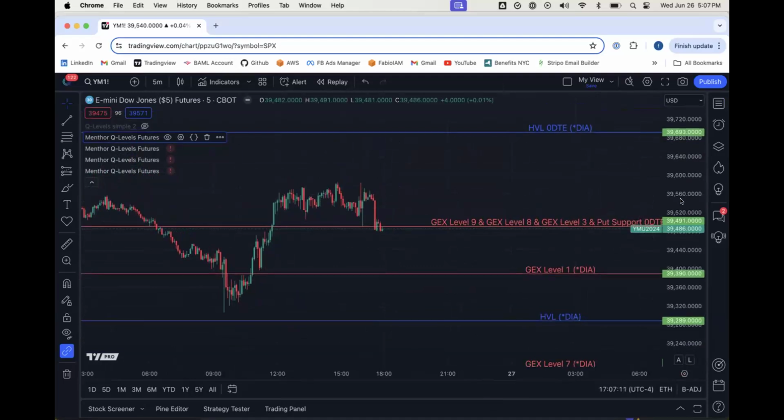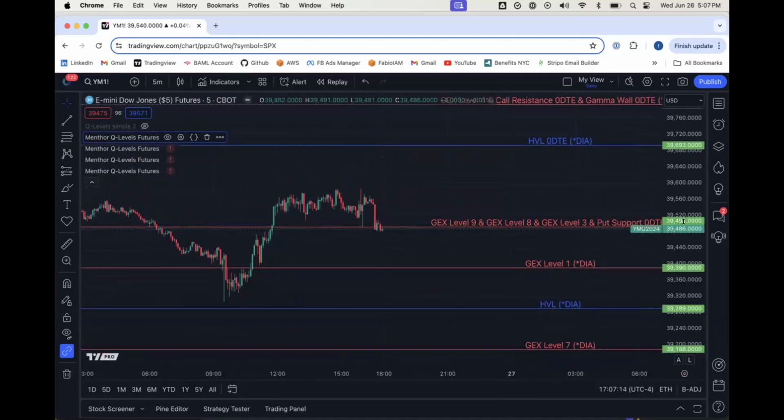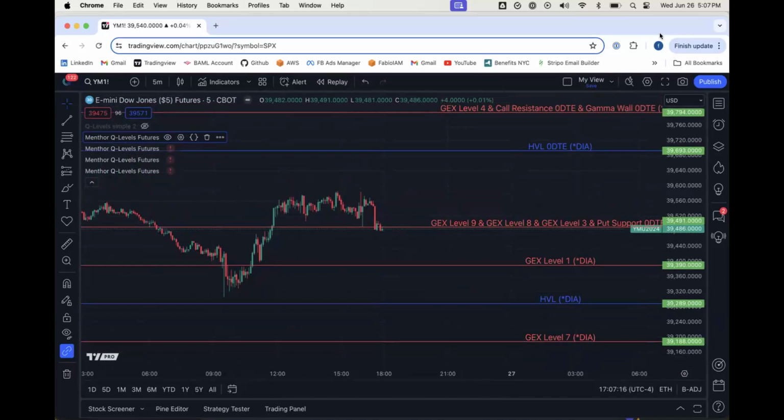So yeah, we do have the options. We don't have direct levels just because there's no option activity on YM. So I hope that answers your question.